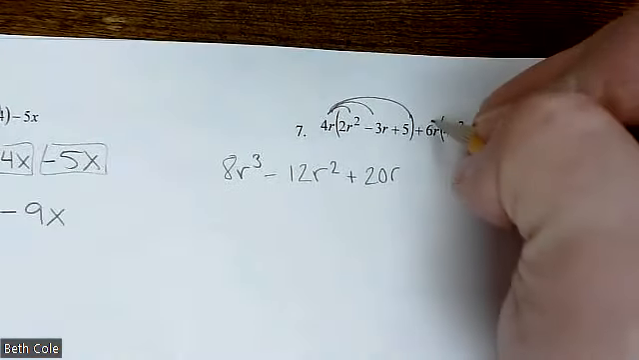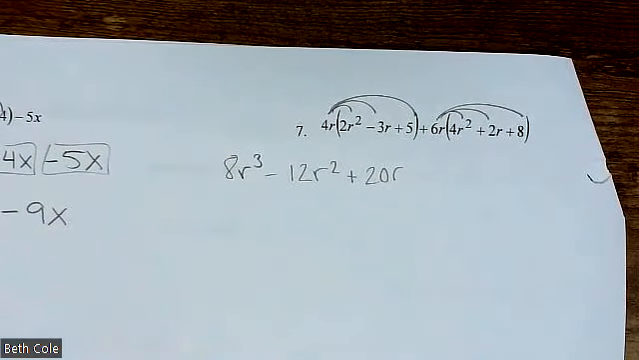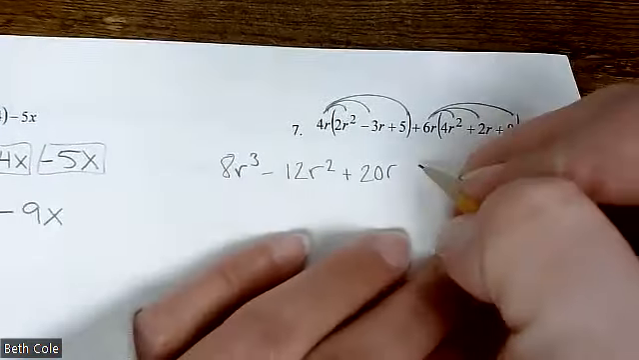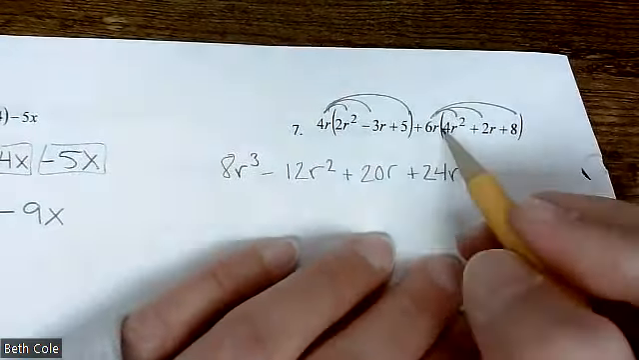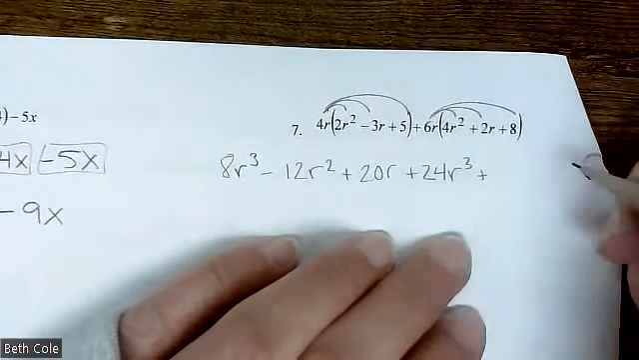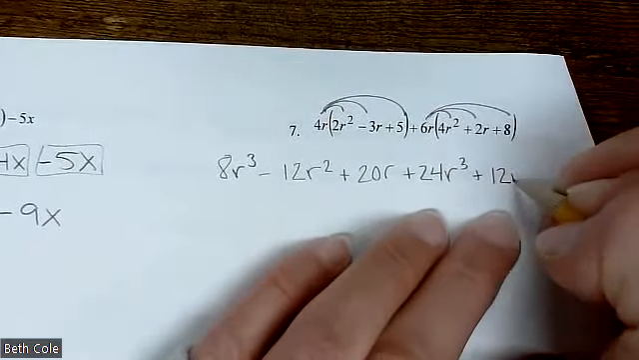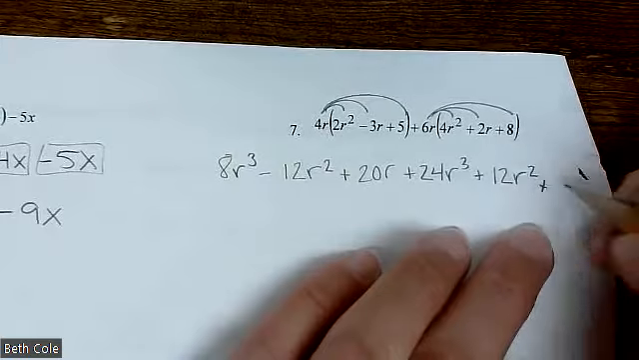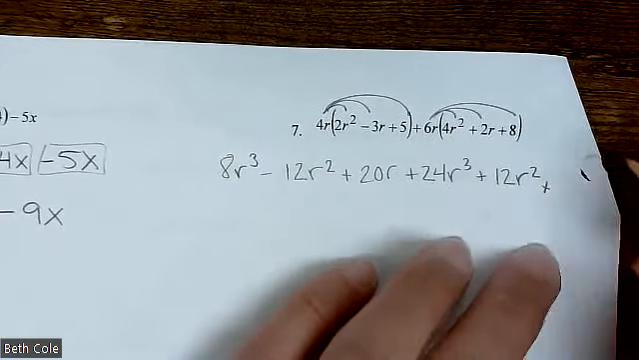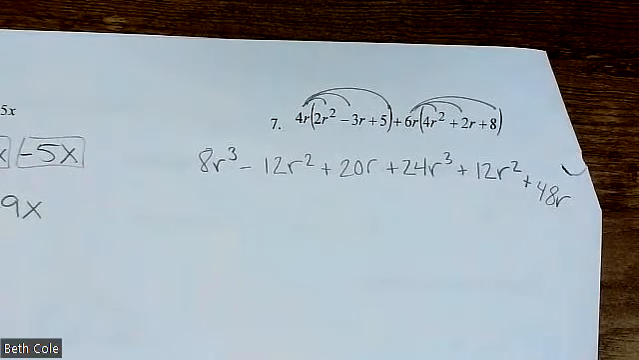Now you're going to take the 6r and distribute it into that one. So that's going to give you 24r to the what? Third, good. Plus 6r times 2r, that would be 12r, 2, good, squared, plus 6r times 8, 48r. Sorry, see, I still didn't even have room and I started all the way over there.